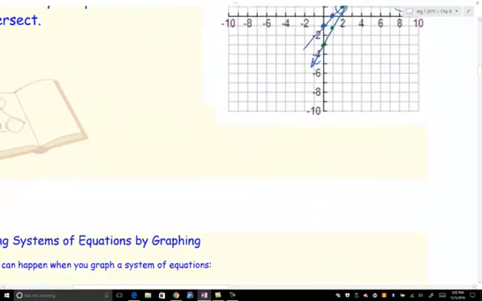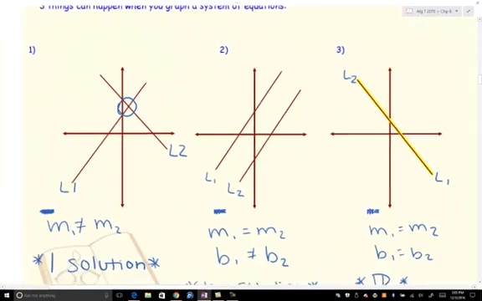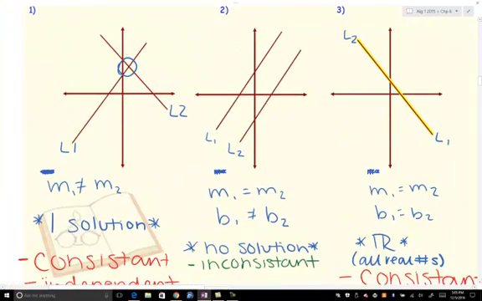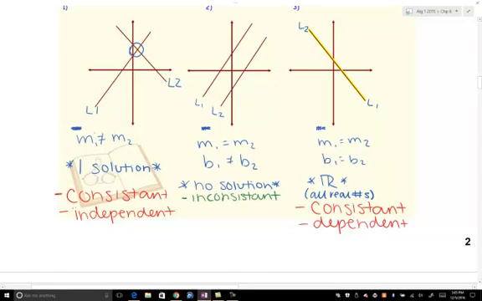We included a lot of vocabulary to deal with what can happen. If I have two lines with different slopes, that means I'm going to get one solution. We call one solution consistent independent. Remember, one is someone that can take care of themselves: independent.